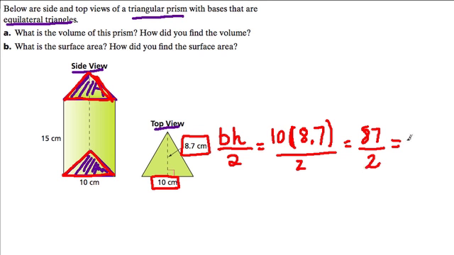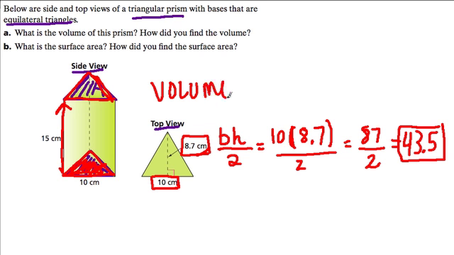So what's 86 divided by 2? That's 43. And there's 1 left over, because 2 goes into 87 forty-three and a half times. So the area of the base of the shape, this triangle down here, is 43 and a half square centimeters, because we're multiplying centimeter by centimeter. The height's 15. So to finish this and find the volume, we multiply the area of our base shape times the height. So it's 43.5 times our height, which is 15.